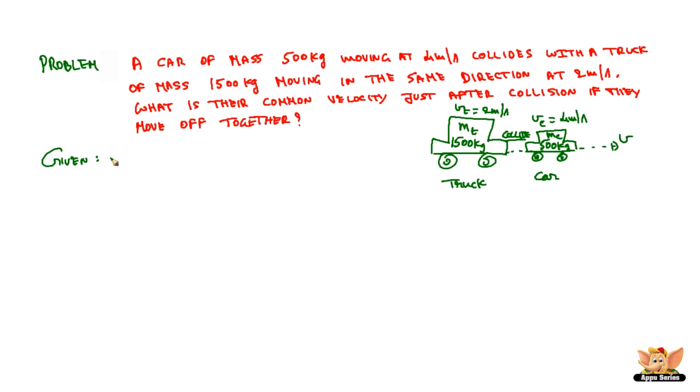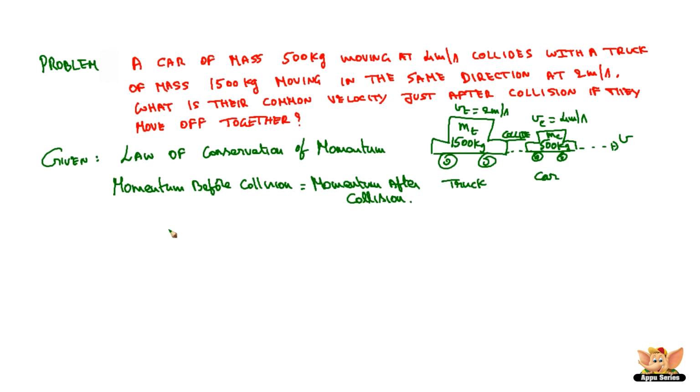Now let's see. Since it's a collision, we need to use the law of conservation of momentum, which tells us momentum before collision is equal to momentum after collision. Let us find out what is the momentum before collision. Momentum before collision is the total momentum of the truck and the car.